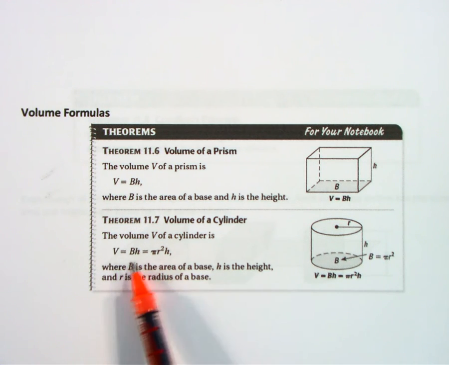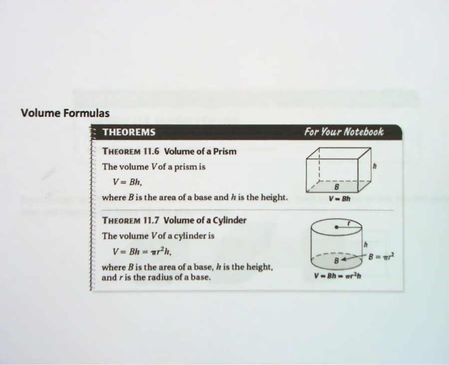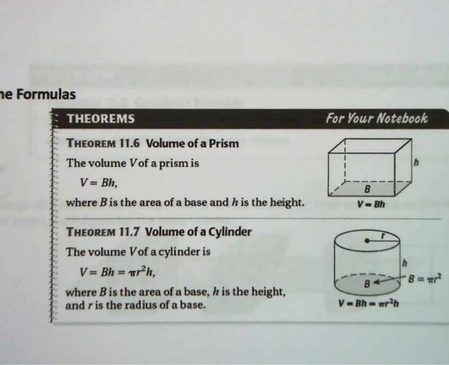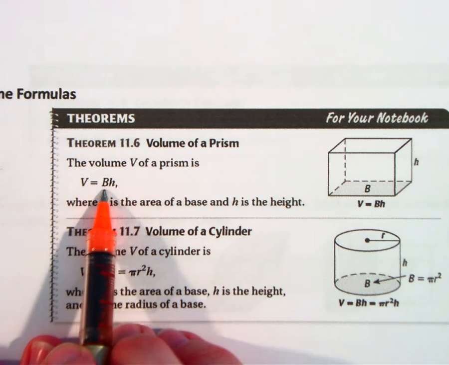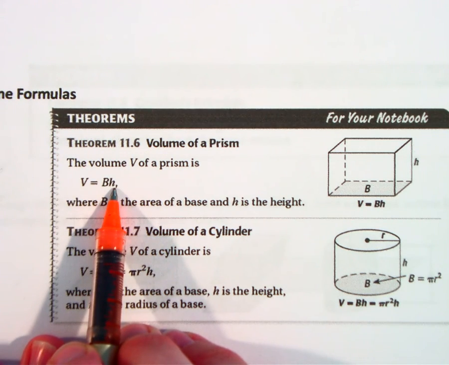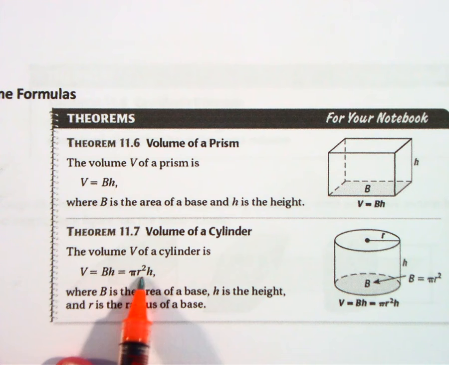And it does have here that switched out pi r squared h formula that I just switched out on the formula sheet. Okay, so the two formulas that we're working with, the first one is volume equals the area of the base times the height. And then same thing, area of the base times the height, but the base is always going to be a circle, so pi r squared times the height.